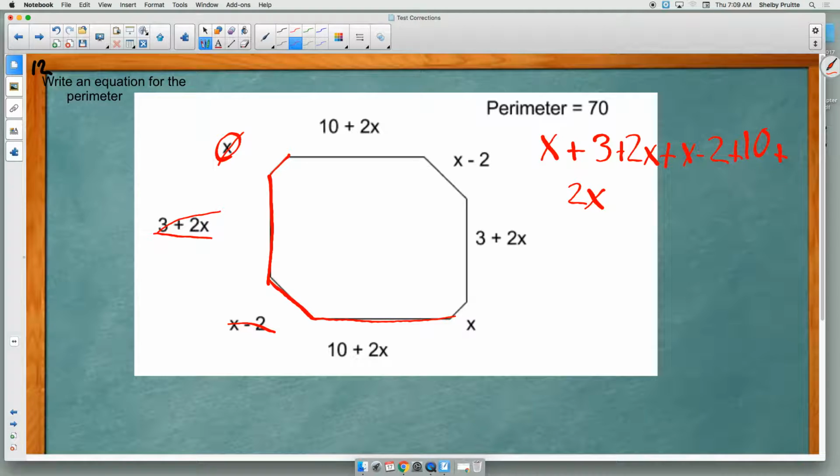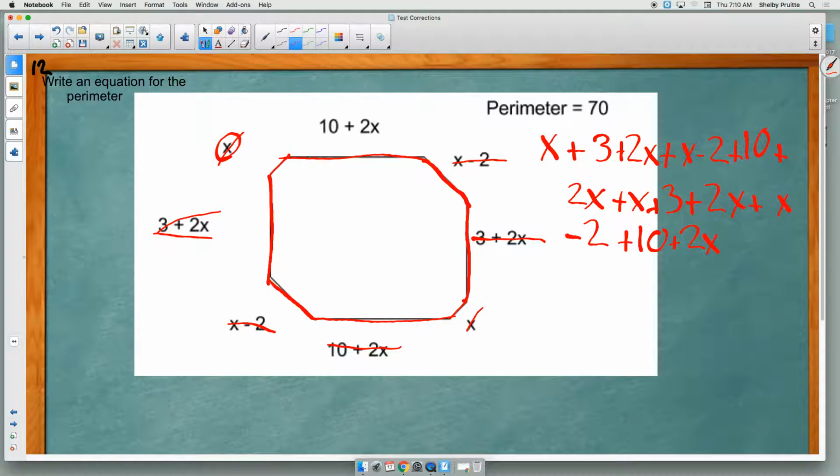You might notice these get long equations because we have a lot of sides. That one's done. The next side is just x. After that we have plus 3 plus 2x. This next side is plus x minus 2. And then the last side we have here is 10 plus 2x. All of these are being added together.